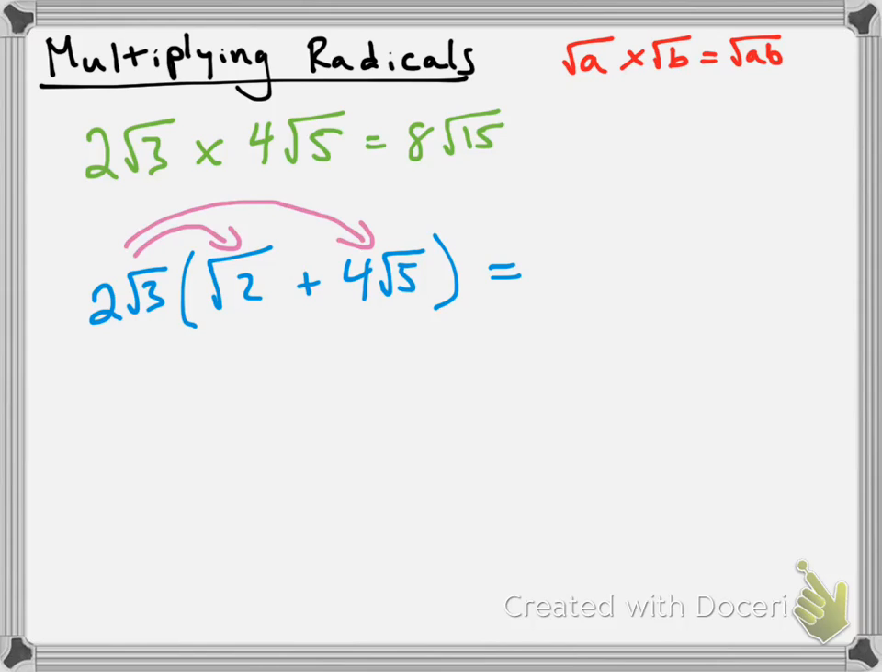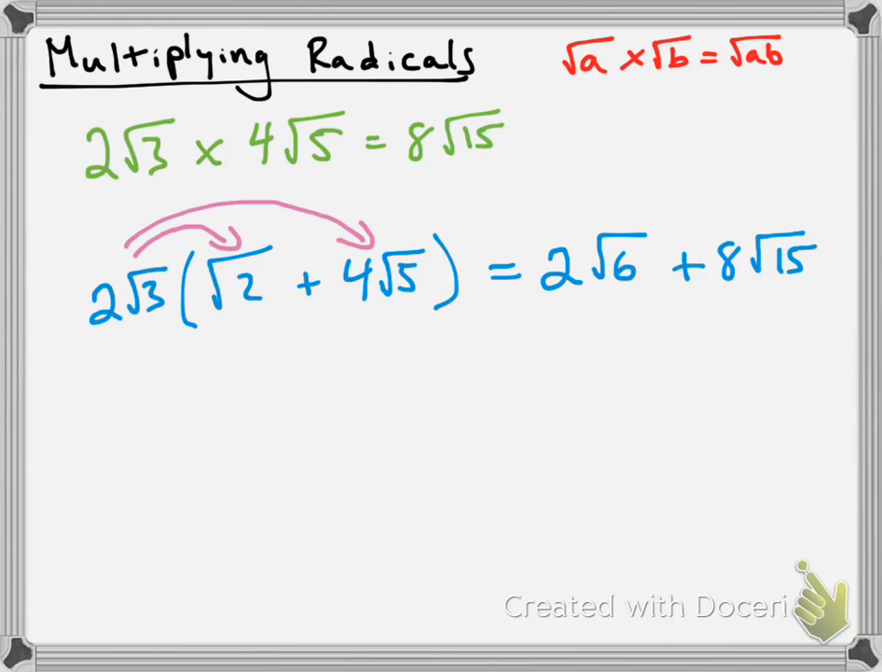So 2 root 3 times root of 2. Well, root of 2 has a coefficient of 1, so I'm going to multiply the coefficients, right? So 2 times 1 is just 2. And then I'm going to do root 3 times root 2, which is just root of 6. Okay, now I'm going to multiply 2 root 3 times positive 4 root 5. So 2 times 4 is positive 8. Root 3 times root 5 is root 15. Okay, so you treat this just like a regular distribution property question.